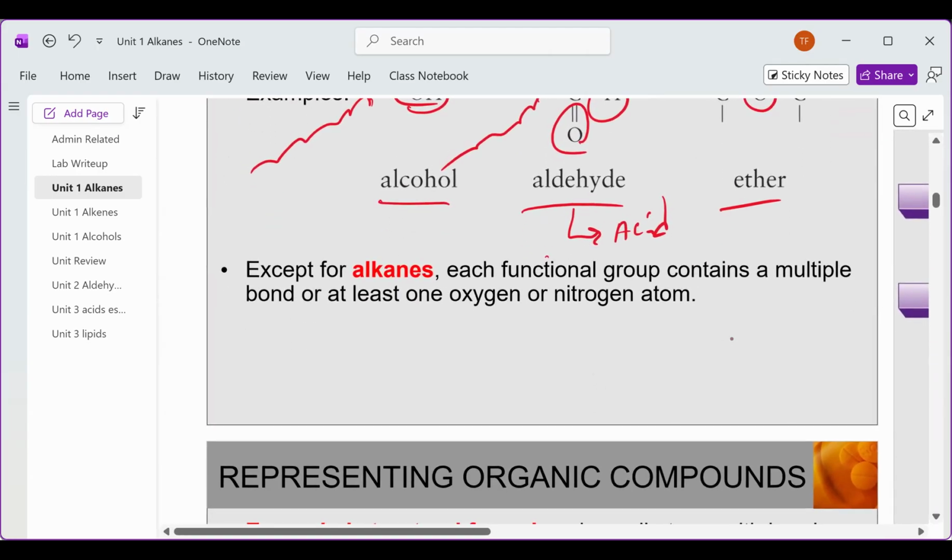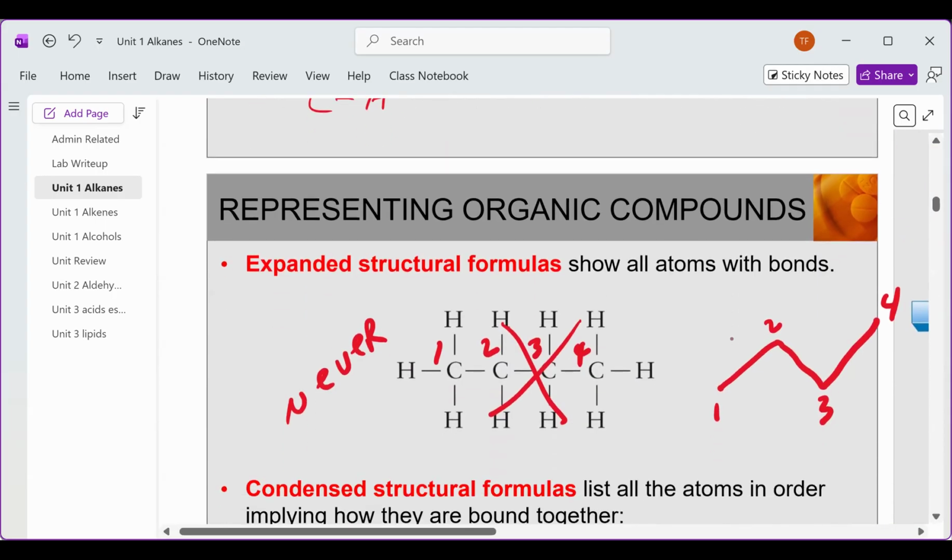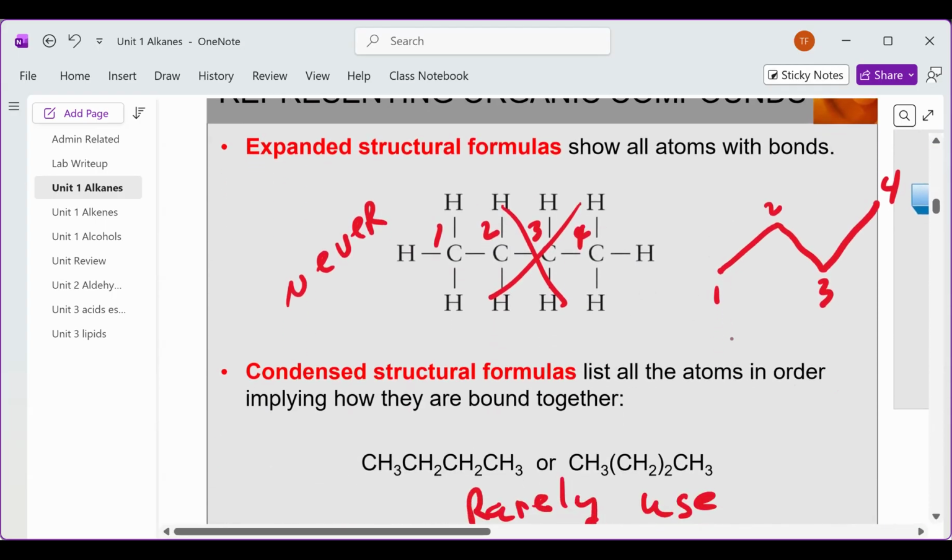Now, some people say that the functional group for alkanes is a CH. And some people say there is no functional group. So it depends on what book you're reading. Okay, so I already mentioned we're going to be doing line drawings. Not these guys. And we'll rarely use the formulas, but never with all the H's in it.